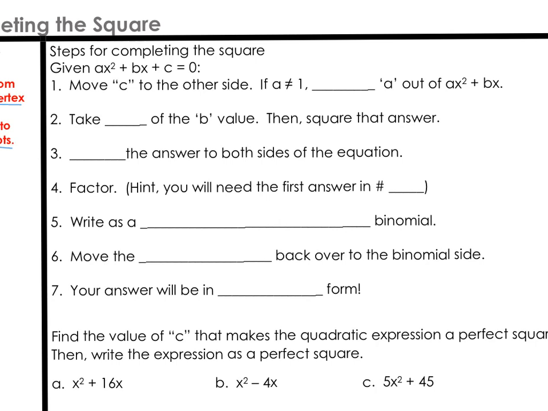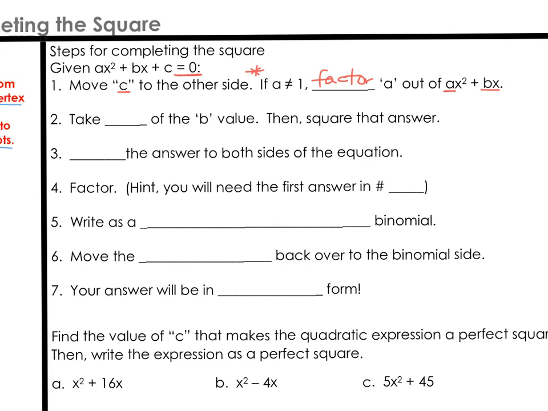It says given ax squared plus bx plus c equals 0, the first thing you want to do is move your c value to the other side, and you'll either do that simply by adding or subtracting. One thing to note, if your a value isn't 1, we have to factor a out of both terms. Even if a doesn't go into b, we end up with a fraction, and we'll have those today.